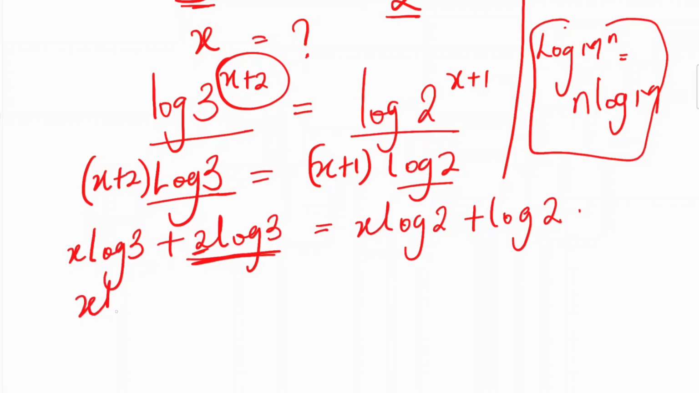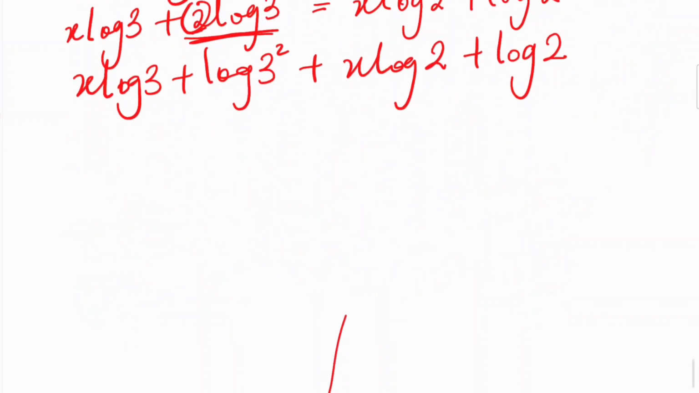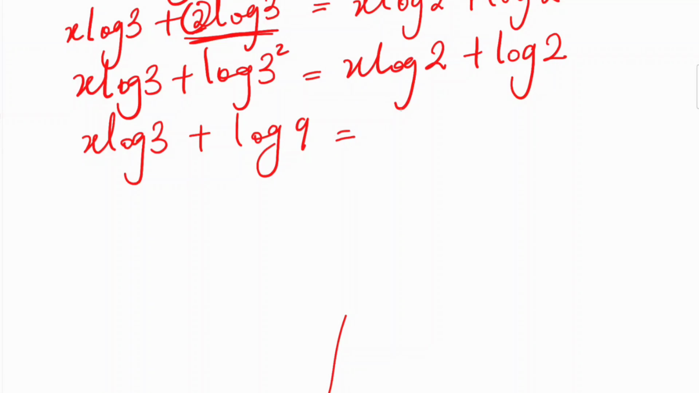We are going back. So we are going to use this power 2 to raise to the number 3. So on having this, you have x log 3 plus log 3 squared, because of this rule. Instead of multiplying, we square the number. Then plus x log 2 plus log 2. Good. On getting this, what is 3 squared? 3 squared is 9. So we have it as x log 3 plus log 9 is equal to x log 2 plus log 2.